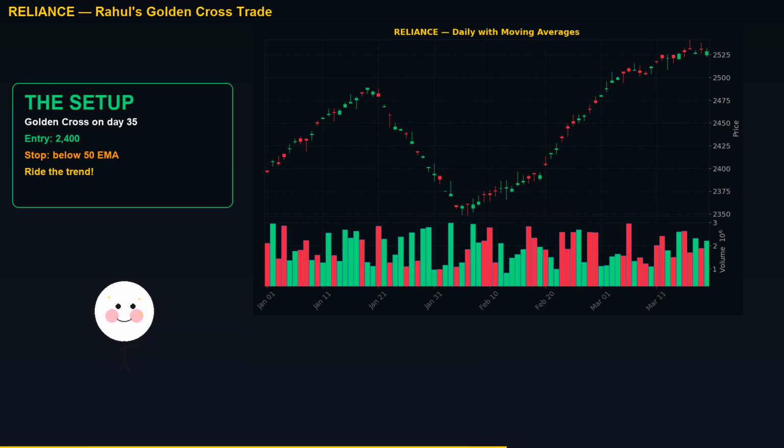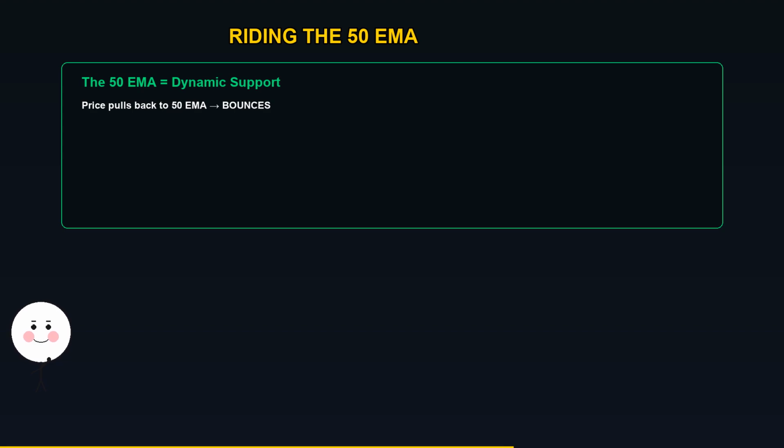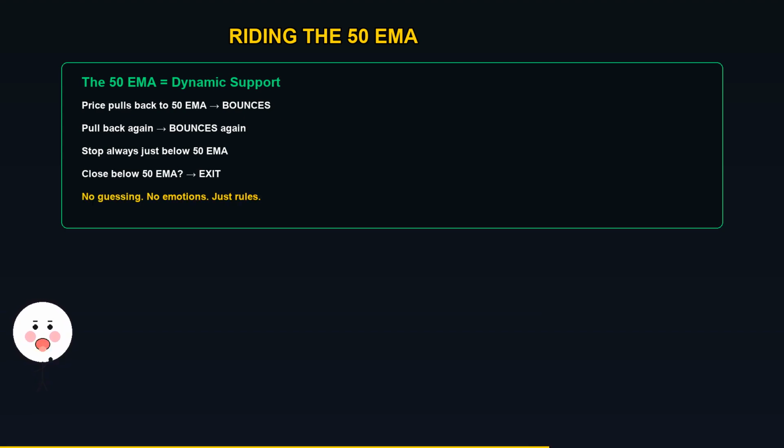Rahul enters at 2400. With the golden cross confirmed, Rahul holds his position. Price pulls back to the 50 EMA twice. Both times it bounces. That is the beauty of moving averages as dynamic support. Instead of guessing where support is, the 50 EMA tells you. Rahul's stop is always just below the 50 EMA. If price closes below it, he is out.